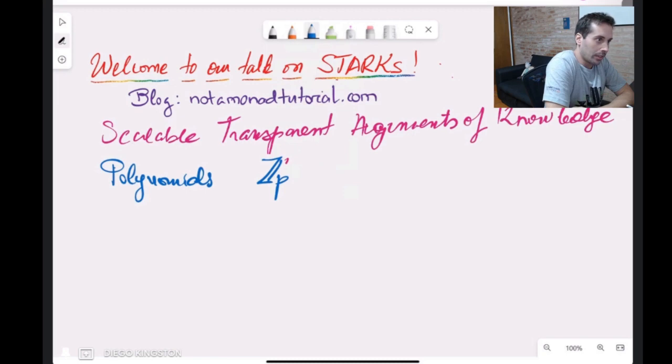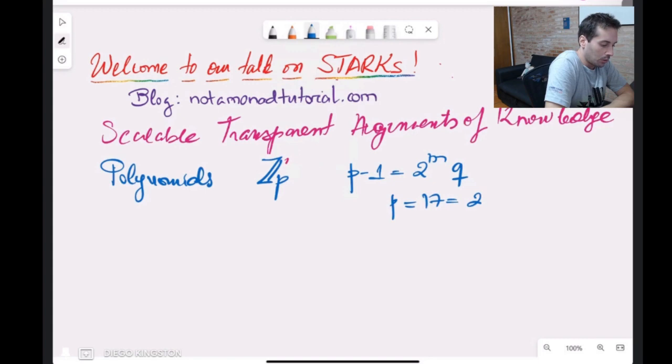Normally, we will work with multiplicative subgroups, and we will need that p minus 1 is of the form 2 to the m, for some large m, times q, where q is an odd prime. In our case, we will choose 17, which is 2 to the 4 plus 1. This is a small number for practical applications, but it would allow us to carry out the calculations by hand.